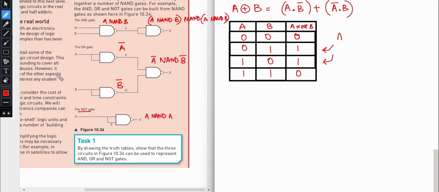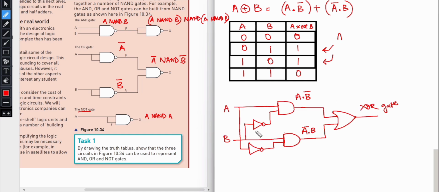Now, how we came to the conclusion of the diagram, let's talk about that first. I made this diagram to understand it. What I did was I just used this expression and drew a diagram out of it. So we had A, we had B, A and NOT B, so we will get A dot NOT B. We have NOT A and B here.